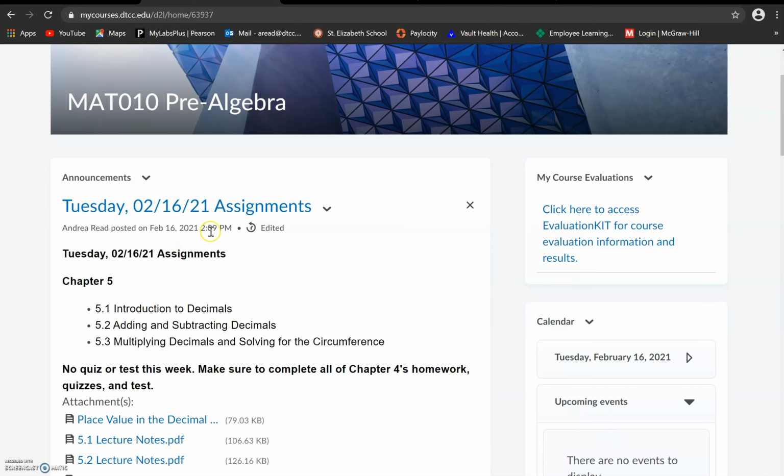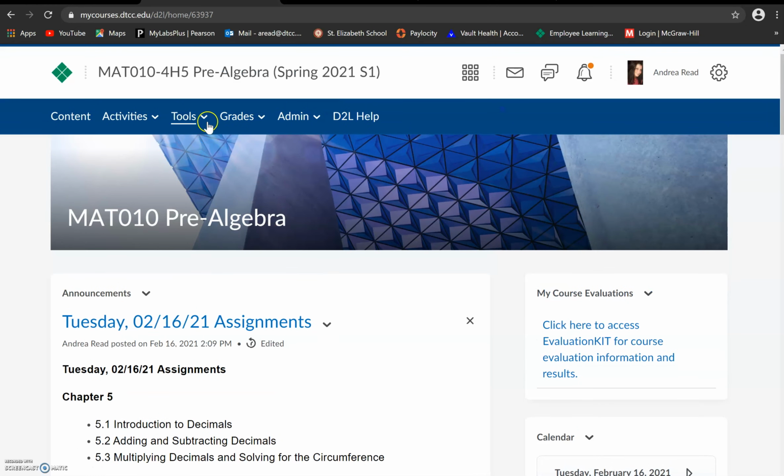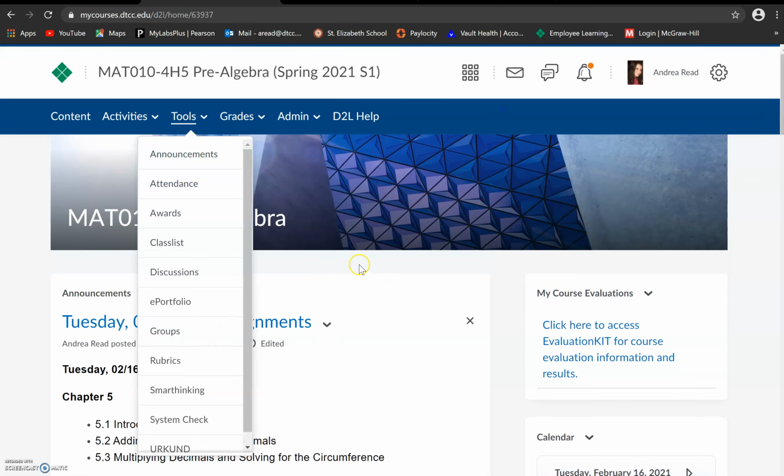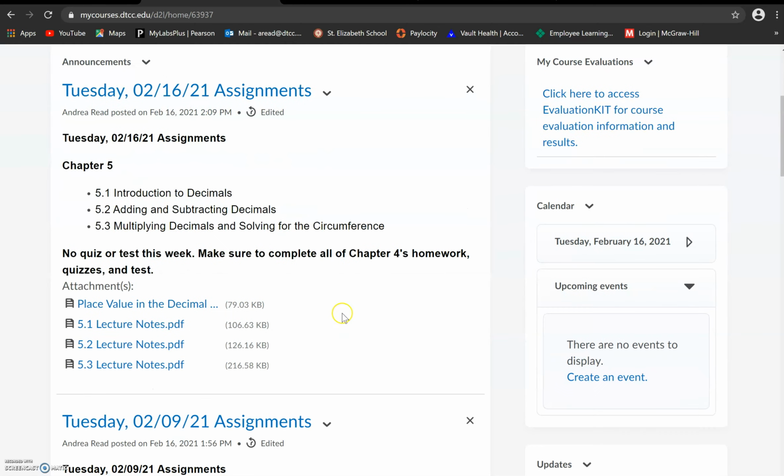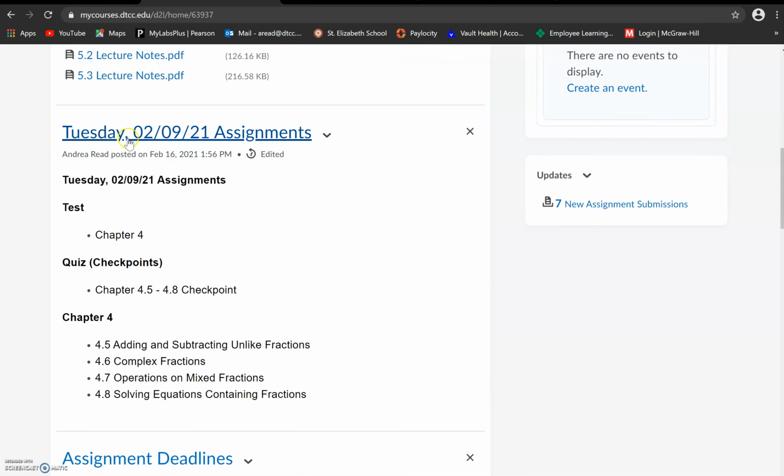My first announcement is regarding the assignments. Make sure when you're in this course that you're clicking on the announcements. It should automatically default to the announcements when you first sign in. And notice that each week I am posting an announcement out there, what's assigned that day.